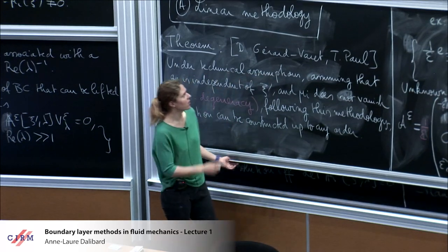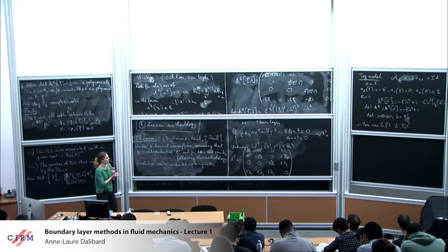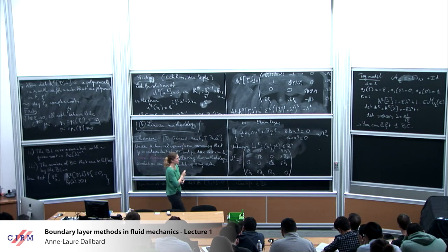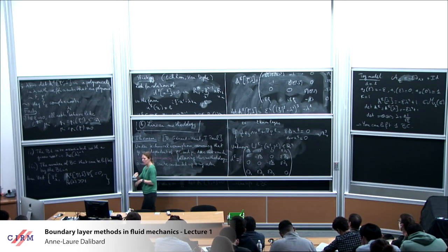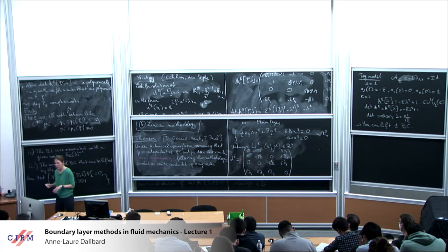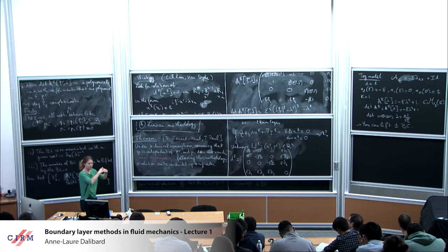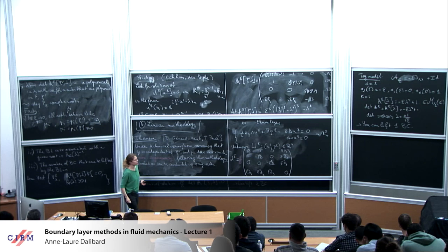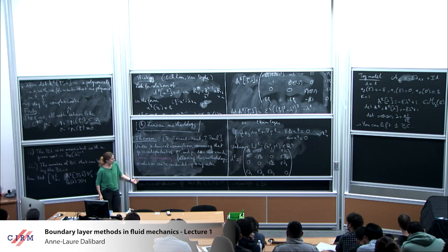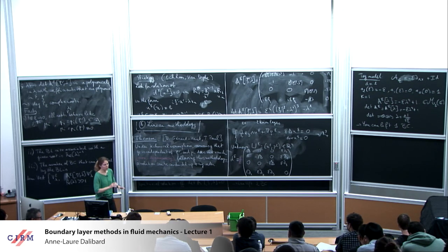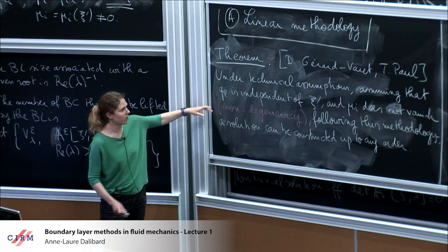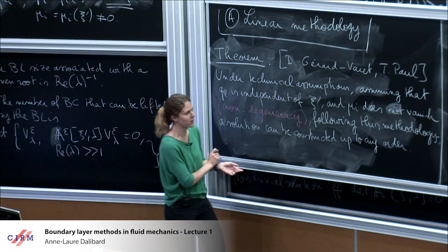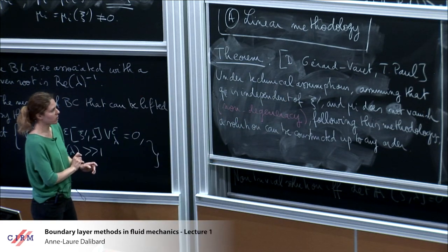Actually, the paper of David and Thierry Paul is set in a much more general setting than the one I just wrote. For instance, you can treat some boundaries that are not flat by just lifting out the boundary and so on. It uses tools of semi-classical analysis. But I would say that the idea is more or less the one I wrote. The important assumption here is the one that I wrote in red. The one that I extracted from the theorem is the one that I will be talking about in tomorrow's lecture.